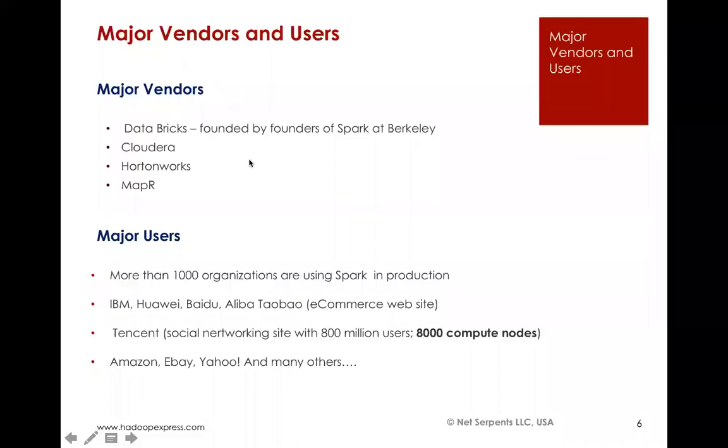Cloudera, as we already know, is one of the leading vendors for Hadoop and big data. And they are also very much into Spark. Hortonworks offers Spark support as well as MapR. So these are the top companies.